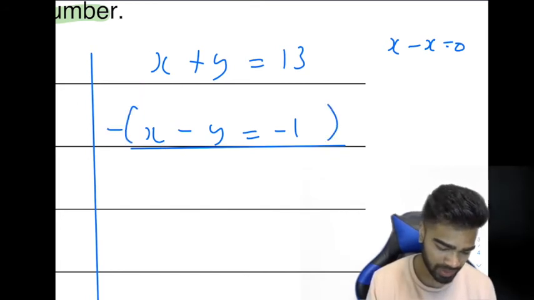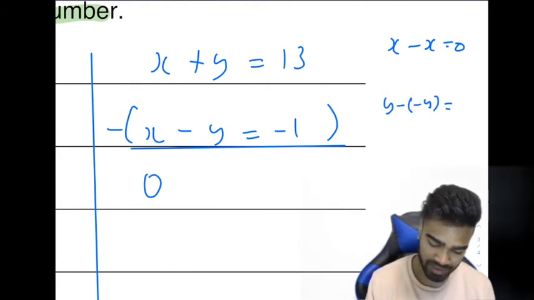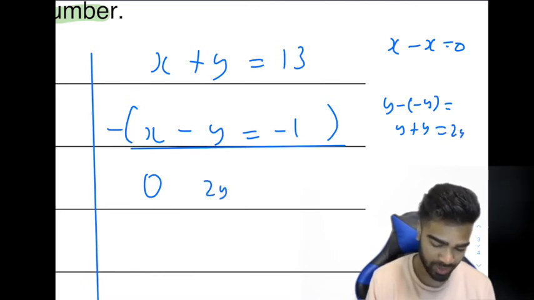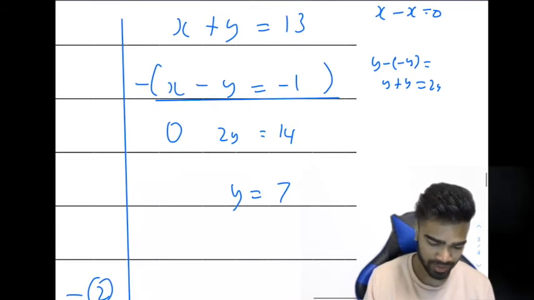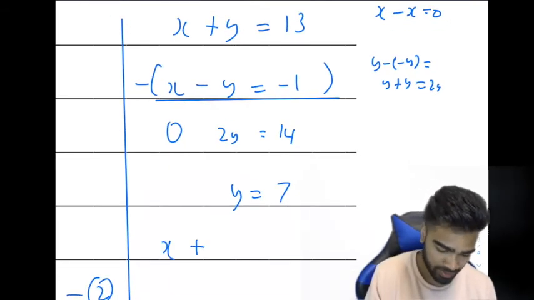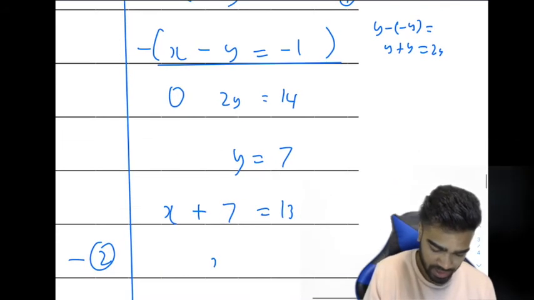Let's do it. So x minus x is 0. y minus minus y is not 0. Remember, y minus negative y is y plus y, which is 2y. So 2y is 13 minus minus 1, which is actually 14. The minus minus makes plus. So then y is equal to 7. Then sub it in, same thing, to find x. So sub it into equation number 1. x plus 7 is 13. x is equal to 13 minus 7, which is 6.